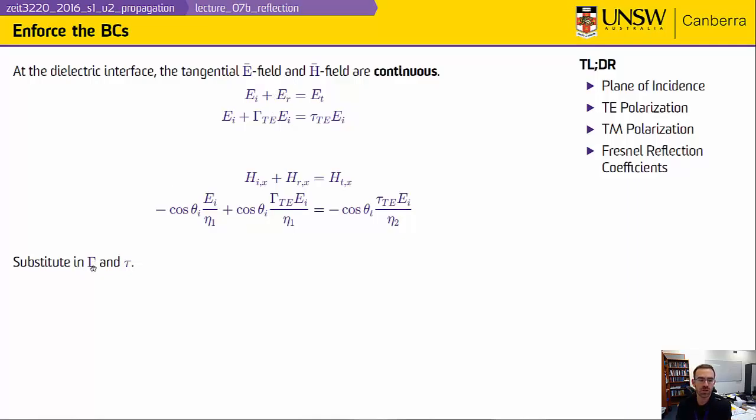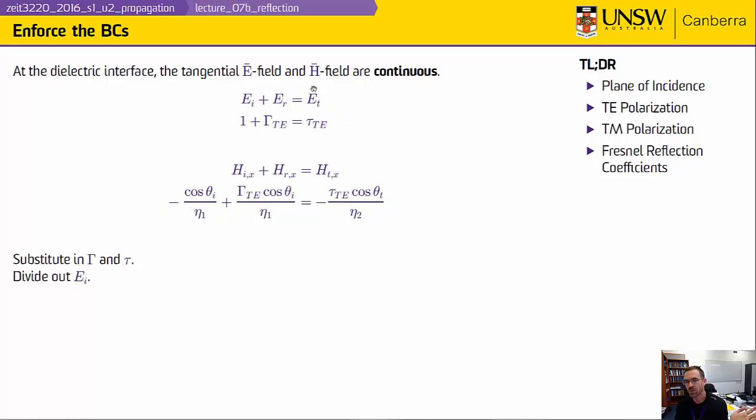I'm now going to substitute in my reflection and transmission coefficients, so I just get rid of E_R and E_T by putting in these values that we've already assumed. So now we can solve for the reflection and transmission coefficients. Get rid of the amplitude. We don't care about that amplitude anymore. And so now we reduce ourselves down to the following two equations that we need to solve. We've got 1 plus gamma equals tau.